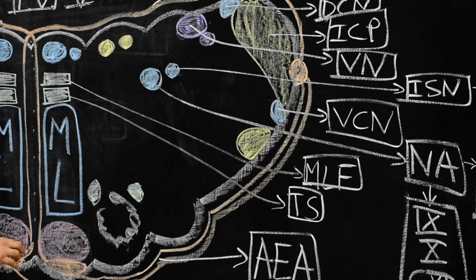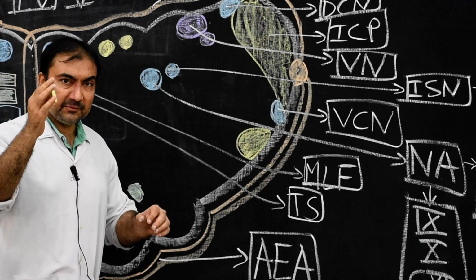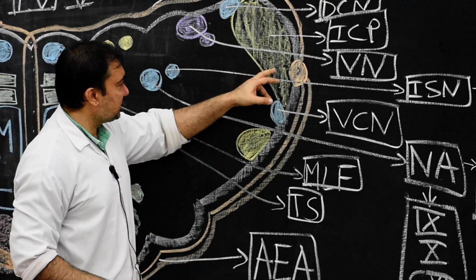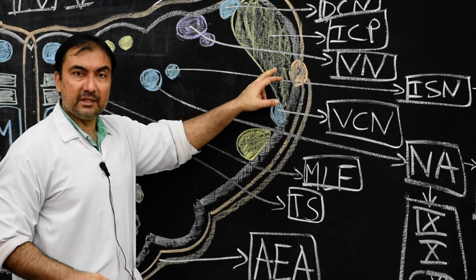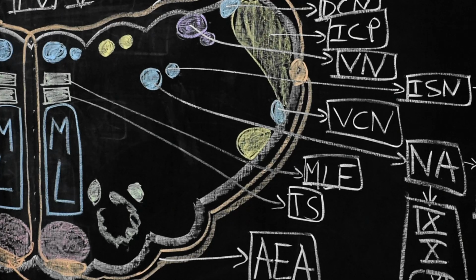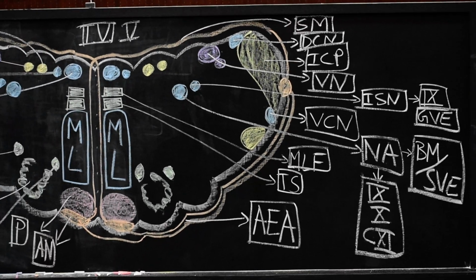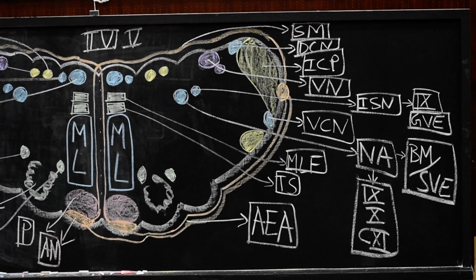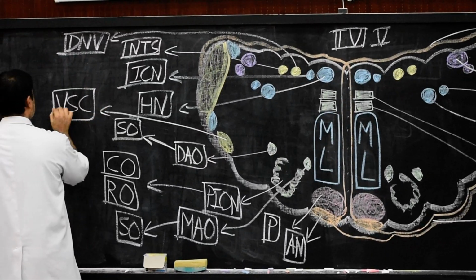Where will the dorsal spinocerebellar tract go? The dorsal spinocerebellar tract has merged with the inferior cerebellar peduncle. So at this level, we will just write down the ventral spinocerebellar tract. This is the first point.